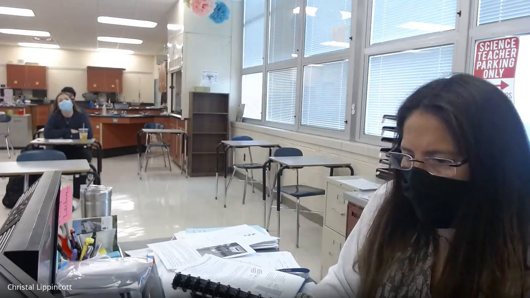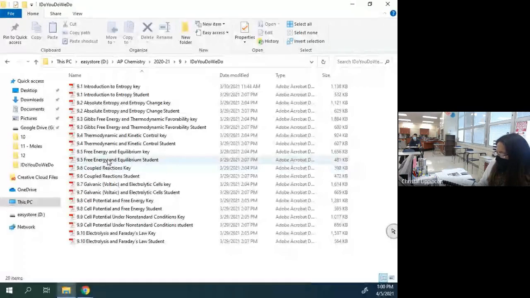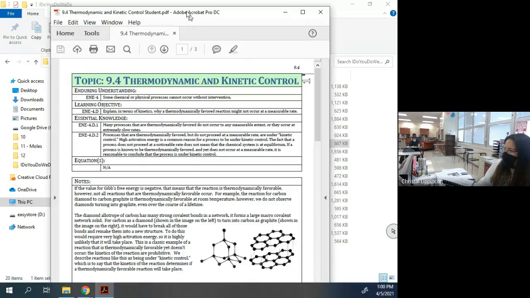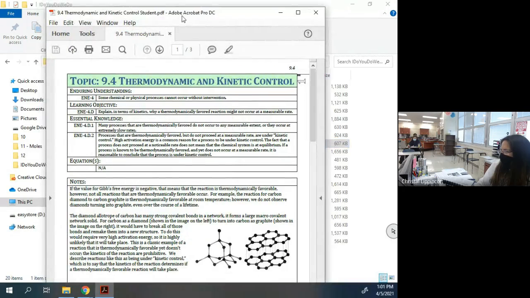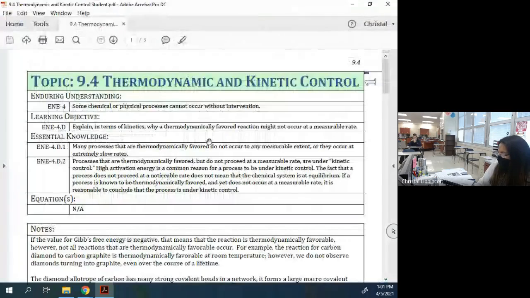Oh, I need to turn this screen on too, don't I? So, thermodynamic and kinetic control. Here we go. So we're going to kind of talk through this. You'll have some of these problems to work on your own, and then we'll go from there, okay? Why is this acting up today? My computer is slow as molasses, y'all.